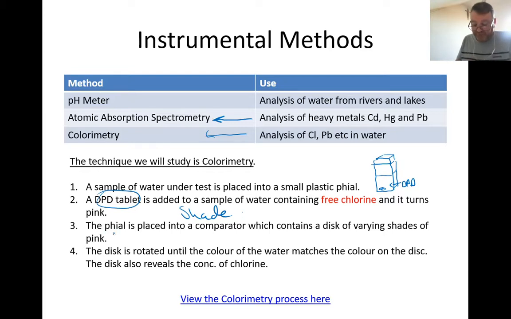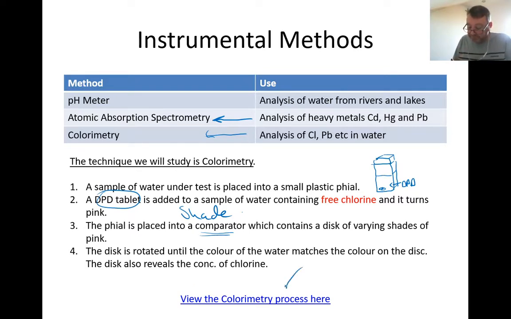So, the vial is placed into a comparator, that's the little box I'll show you in a moment, which contains a disc of varying shades of pink. The disc is simply rotated, like one of those things you used to have as kids, where you looked up and the thing would spin. Very similar to that, except you move the little wheel until the purple colour on the disc matches the purple colour inside your little vial that you crushed the DPD tablet in a few moments ago. So the disc is rotated until the colour of the water matches the colour on the disc, and the disc reveals directly the concentration of chlorine.